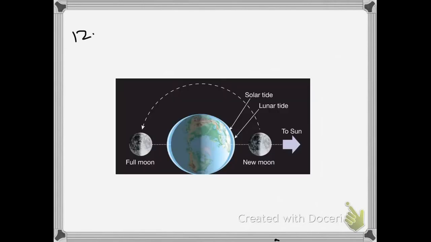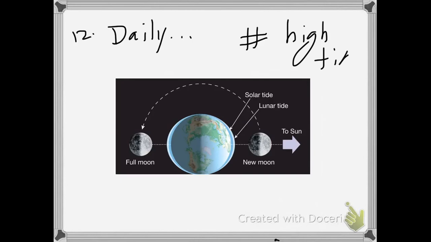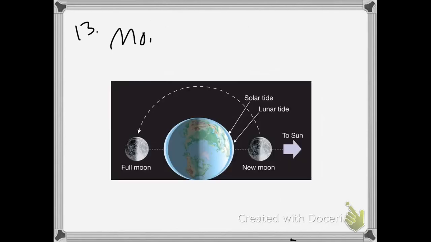So now question number 12 out of 13. Here is a picture. We're going to get into tides now a little bit. So when you consider tides on a daily basis, how many high tides do we have every day? And how many low tides do we have every day? Okay, the answer to both questions is 2.